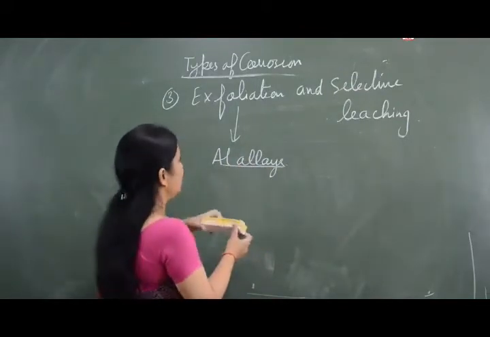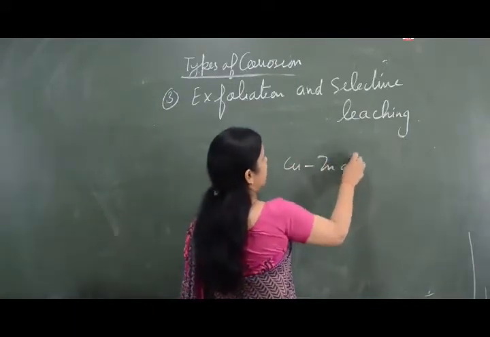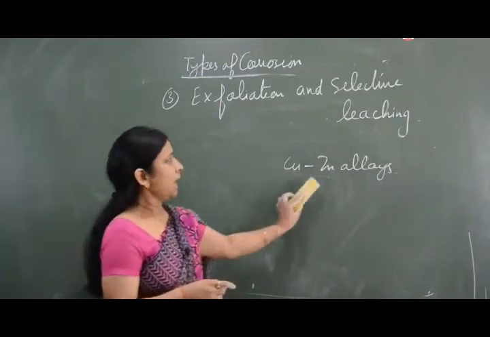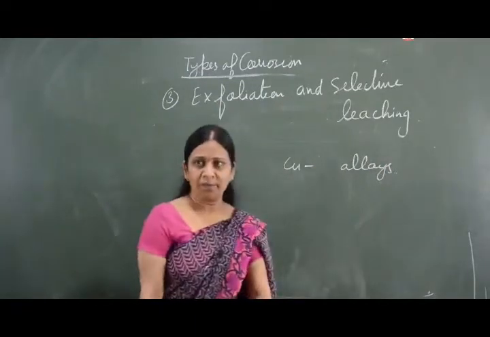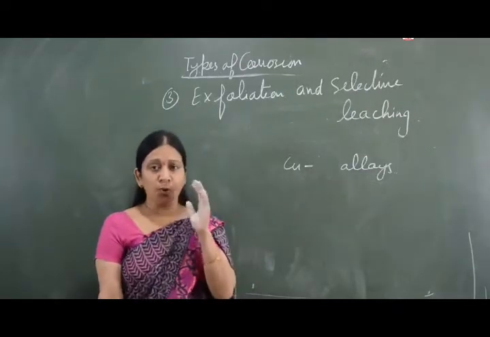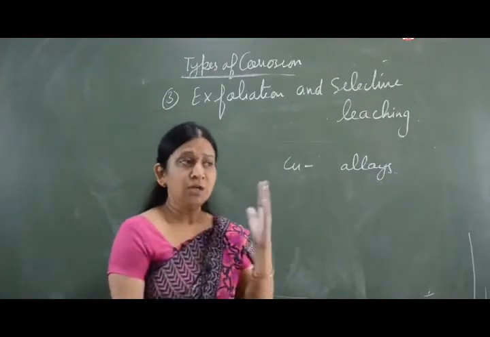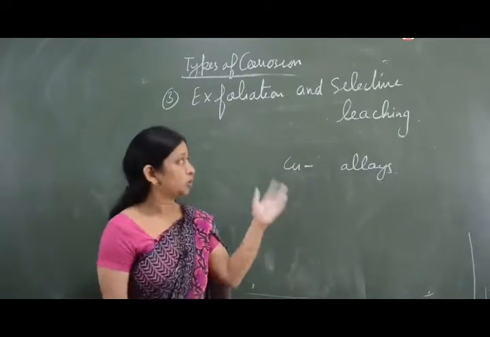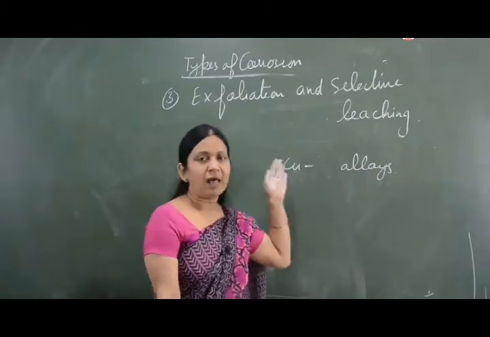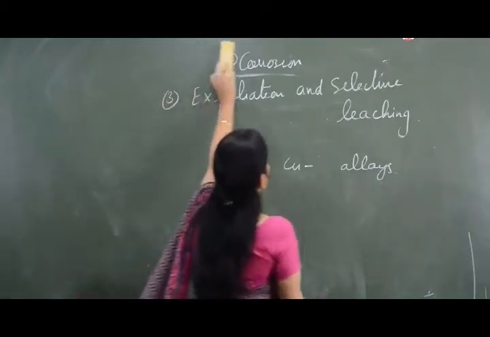Selective leaching means, suppose we have an alloy of copper and zinc, and by some means I remove zinc from this alloy. What will happen? This alloy will become porous. When it becomes porous, the mechanical properties of the alloy get destroyed. So that is also a type of corrosion. So this is selective leaching. I am selecting one metal and then removing it. So these are different types of corrosions.